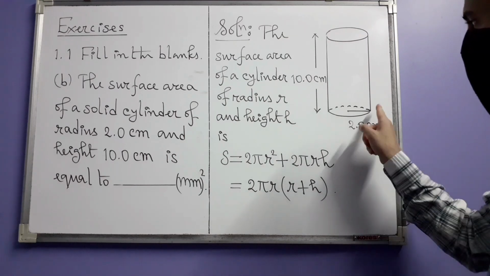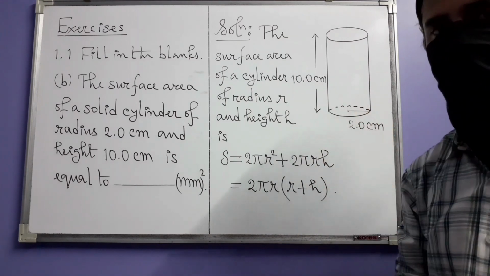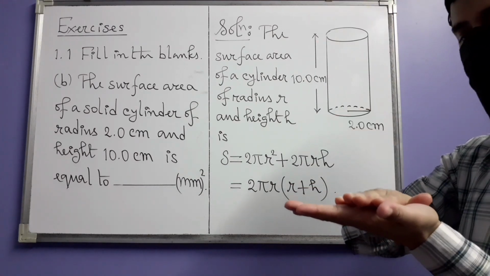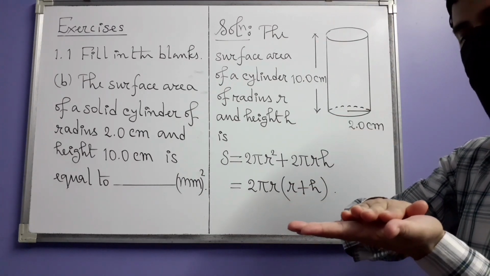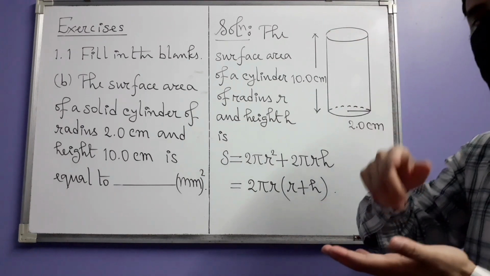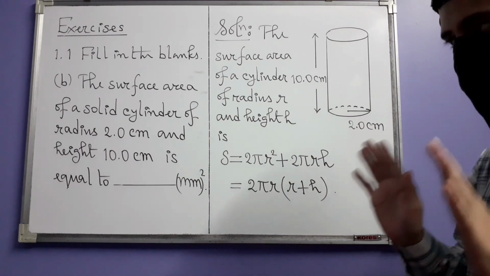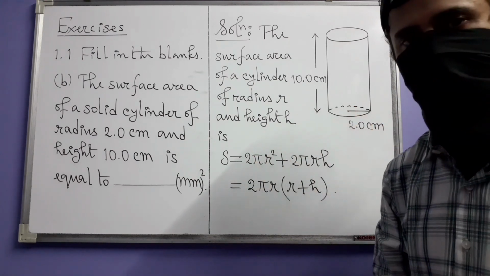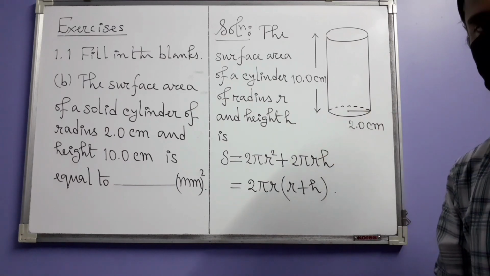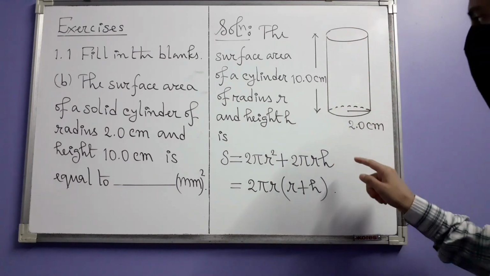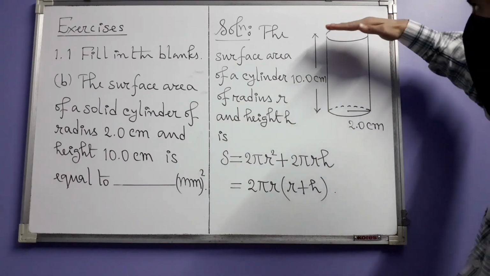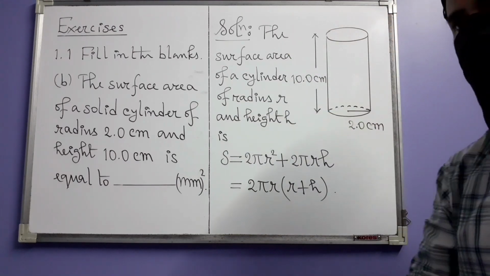But if that cross section is a circle and if it goes straight up, if it has been formed by extending that circle, by moving it straight up, then it is a right circular cylinder. That's what we normally mean when we say cylinder. Okay. So then what should be the surface area? The surface area of this surface actually consists of not just this area, but the area of the two cross sections as well.